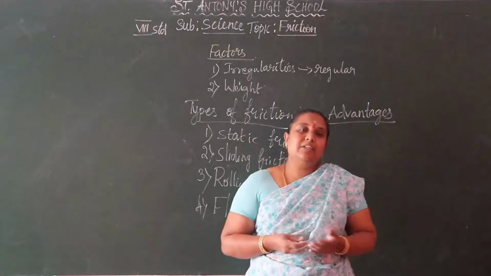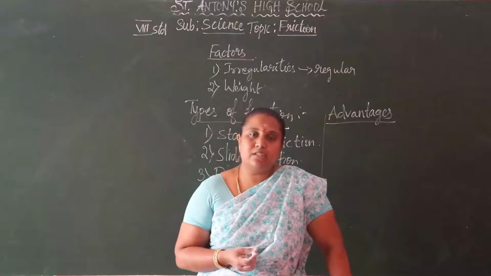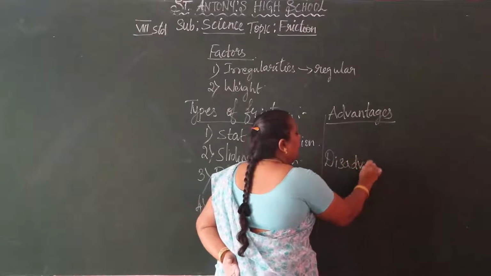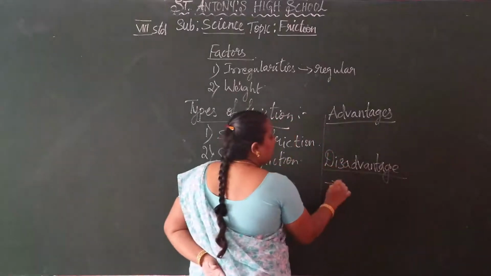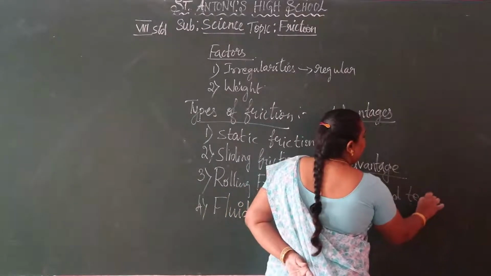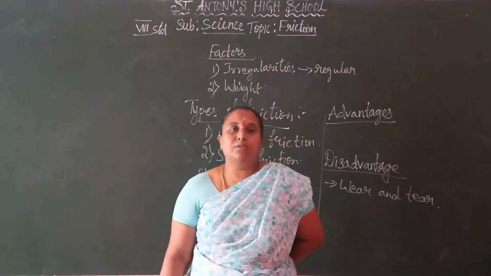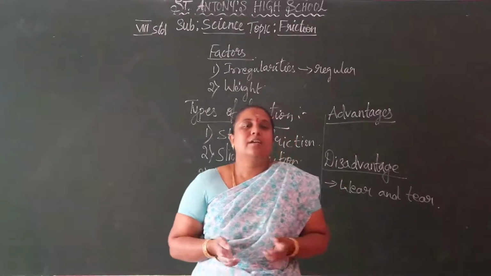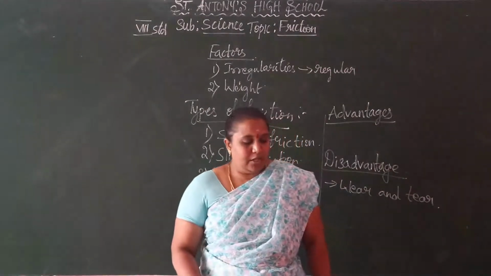Then there are disadvantages also, no? If there are advantages, some disadvantages are also there. So what are the disadvantages of friction? The main disadvantage is wear and tear. What do we mean by wear and tear? We are wearing shoes, no? Those shoes come into contact with the frictional force. The soles of the shoes are tearing. That is wear and tear. That is a disadvantage of the frictional force: wear and tear of the objects.